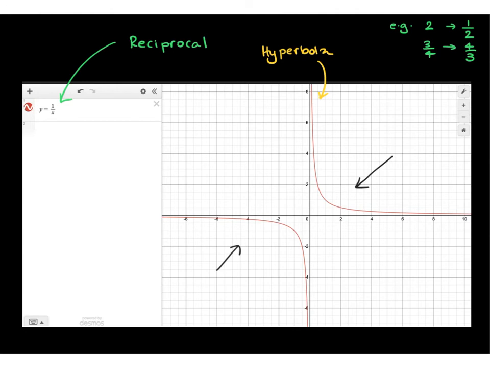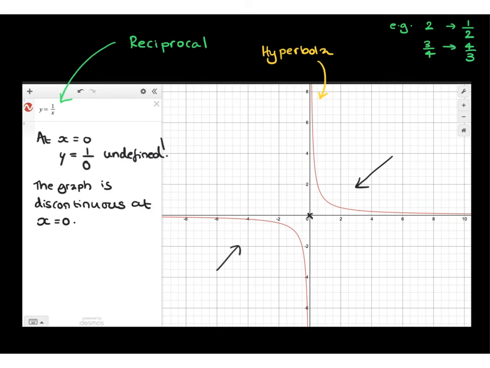But the most interesting thing happens here at x equals 0, because at x equals 0, in theory, to work out a coordinate on the curve, you would have to work out y divided by 0. But this is undefined. It's impossible to calculate y divided by 0. Now, this means the graph does not exist for an x value of 0. It's impossible to have an x value of 0 for this graph. And we say the graph is discontinuous at x equals 0.